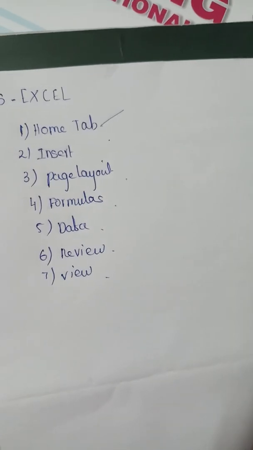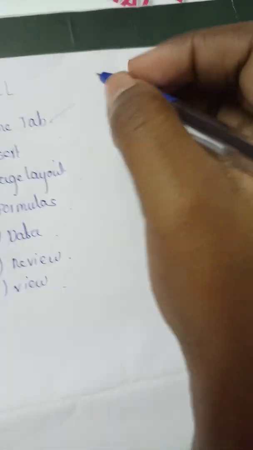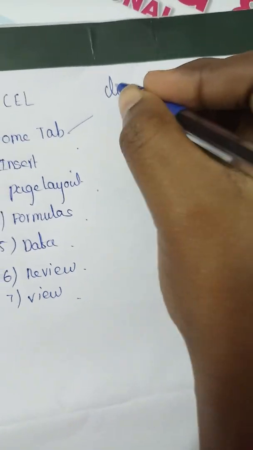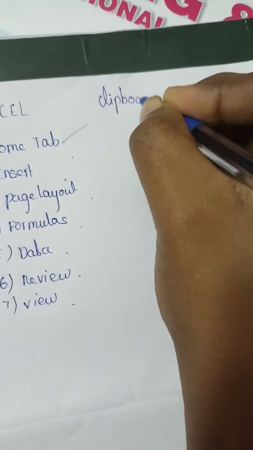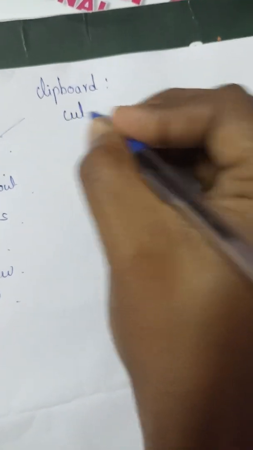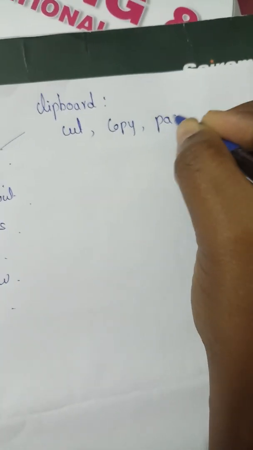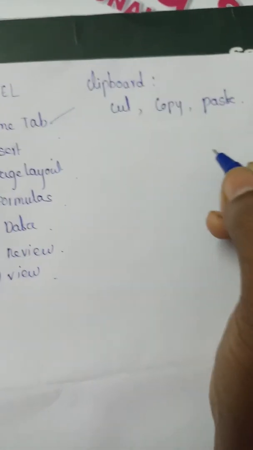Today we will discuss the Home tab. In the Home tab, you have the first option as Clipboard. In that you can see cut, copy, and then paste.